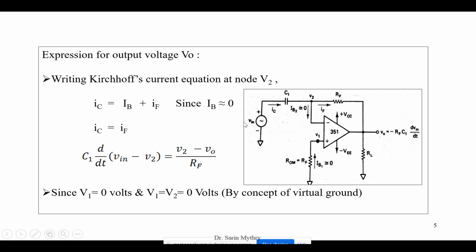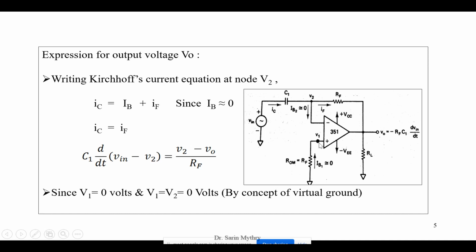IF. I need to find out IF. IF is again a potential difference between these two, V2 minus V0, upon this resistor RF. So it is V2 minus V0 upon the resistor RF.